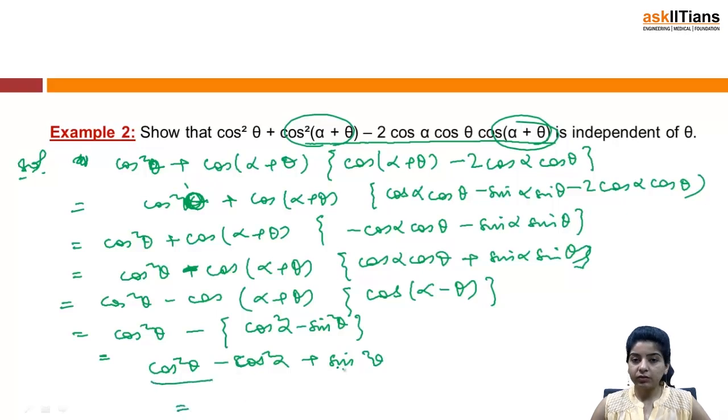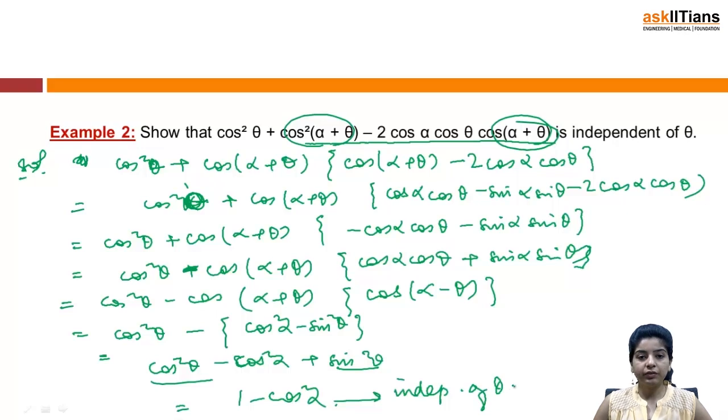Cos square theta plus sin square theta is 1. So we have 1 minus cos square alpha, and this term is hence independent of theta. That means there is no term of theta in this, so it is independent of theta.